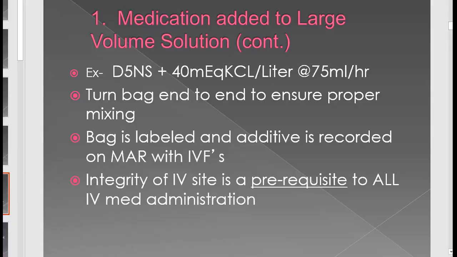If you are at a facility where you have to mix medications into your primary bag, please make sure that you label your bag with the medication and how much has been added.